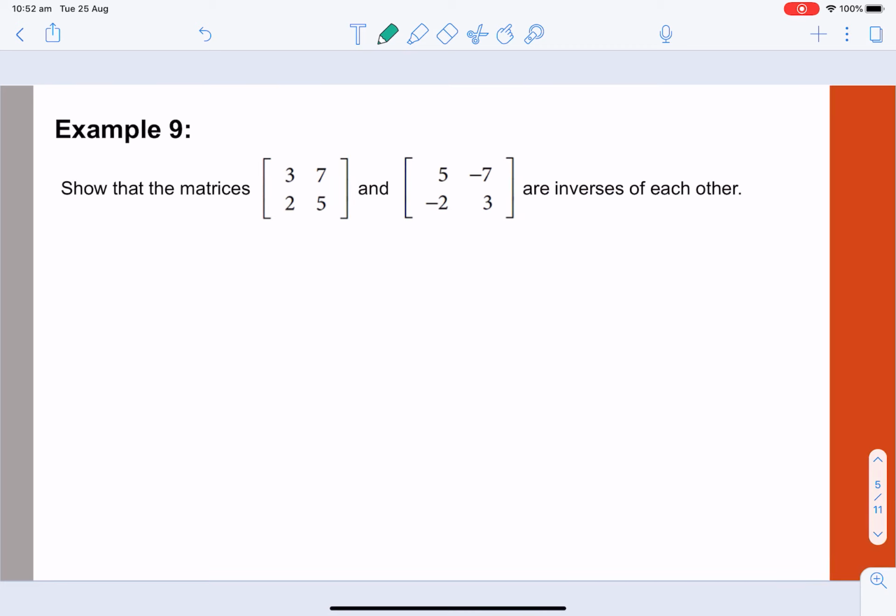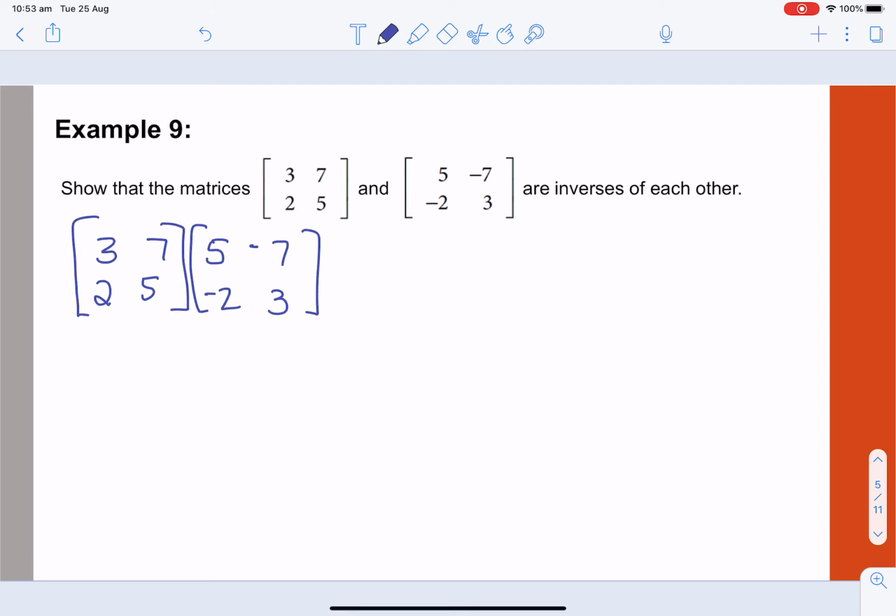Okay, example, I'm moving on to page 32 if you're following along. Show that the product of two matrices equals the identity matrix. So show that the matrices 3, 7, 2, 5 and 5, negative 7, negative 2, 3 are inverses of each other. So it means show that the product equals the identity matrix. Go back to blue, it's a nicer colour to work with. Okay, so let's start with multiplying 3, 7, 2, 5 by 5, negative 7, negative 2 and 3.